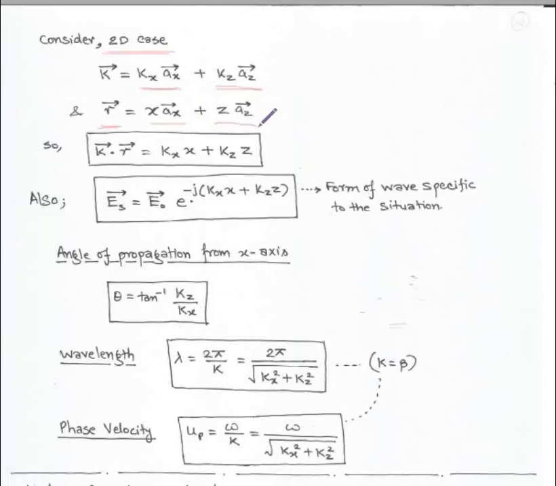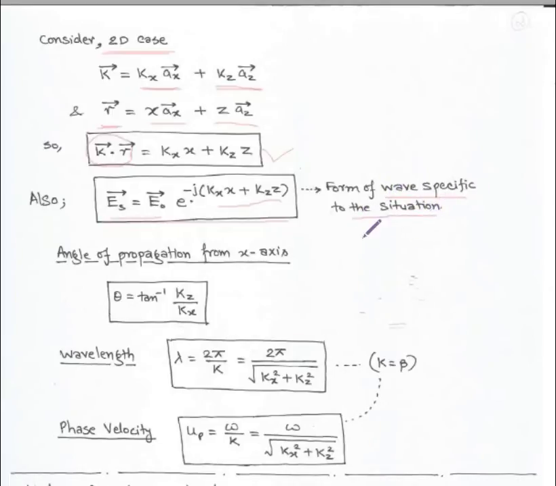To determine the electric field in phasor form, we have to determine the dot product of the k vector and the r vector. So k vector dot r vector is equal to kx into x plus kz into z. The electric field phasor in a general form is written as Es vector equals E naught vector into e to the power minus j within bracket kx into x plus kz into z. This is the electric field phasor specific to the situation in which there is oblique incidence.